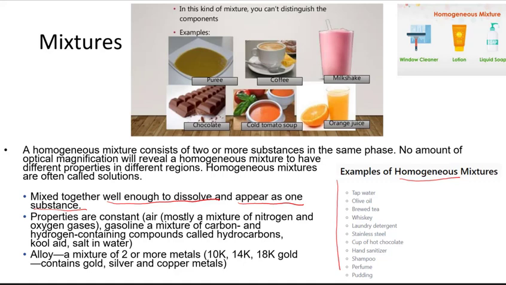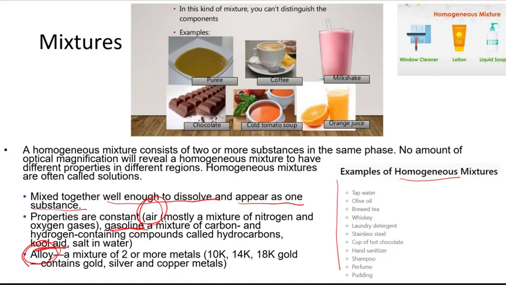Some other examples: air, which is mostly a mixture of nitrogen and oxygen gases; gasoline, which is a mixture of carbon and hydrogen containing compounds called hydrocarbons; Kool-Aid; and, like we said, salt and water. An alloy is also an example of a homogeneous mixture. Two or more metals, like gold, silver, and copper, all combined together to create 10 karat, 14 karat, 18 karat gold. So those are homogeneous.